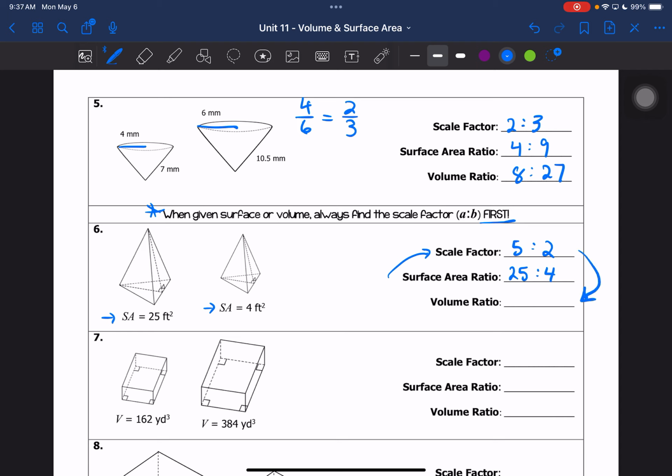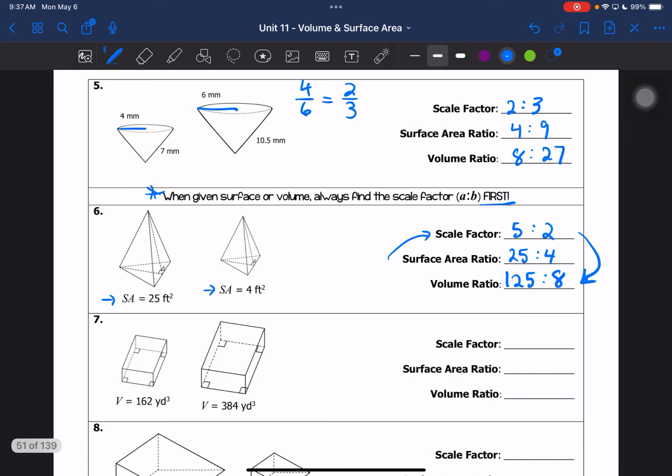Then you can use that to help you find your volume ratio. The volume ratio is going to be a cubed to b cubed. So we have to do 5 cubed, or 5 times 5 times 5, which is 125. And then 2 cubed, 2 times 2 times 2 is 8. So 125 to 8 would be our volume ratio.